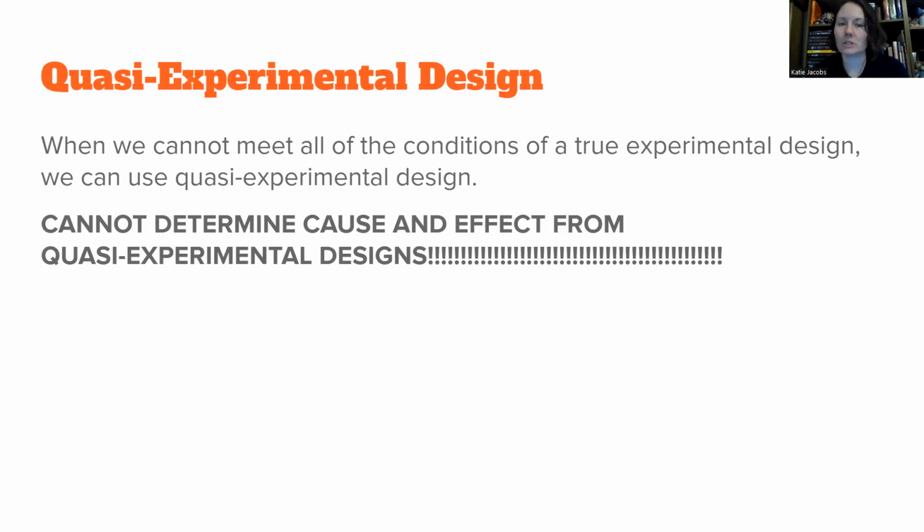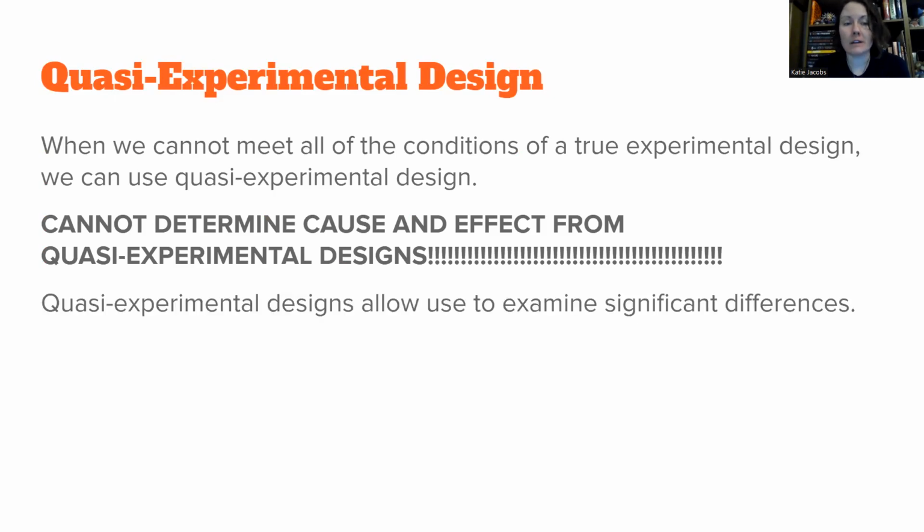And people will use a whole host of words that still mean the same thing as cause and effect. They'll say cause, effect, impact. These all insinuate that people are using a true experimental design. And so what we are examining with most quasi-experimental designs is to see if there are significant differences.